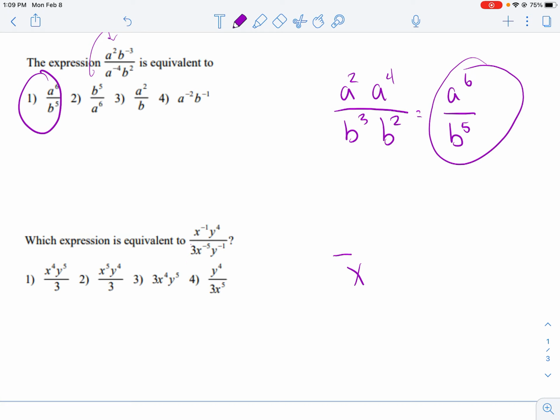So that 3 is going to get kind of stuck behind here, so that 3 is going to hang out, okay? That 1x gets moved down here. That y gets moved up to the top. Same thing with that other x to the fifth power. And we also have a y to the fourth there, okay? So let's simplify this out. So we're going to have x to the fifth, y to the fifth, and 3x, okay?